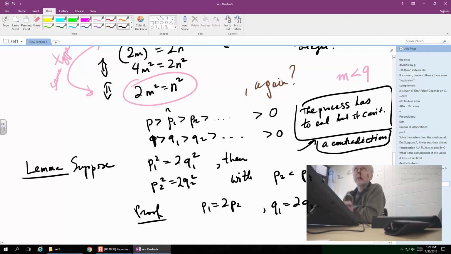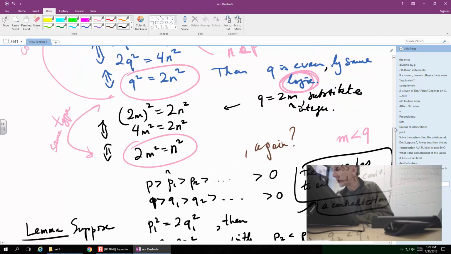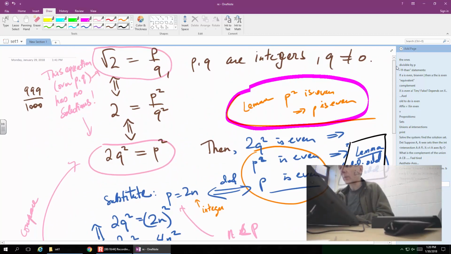So we really don't need the full strength of the fundamental theorem. We're only concerned with divisibility by 2. Okay, so that's all there is. But let's once again review. Most of the proof is here.